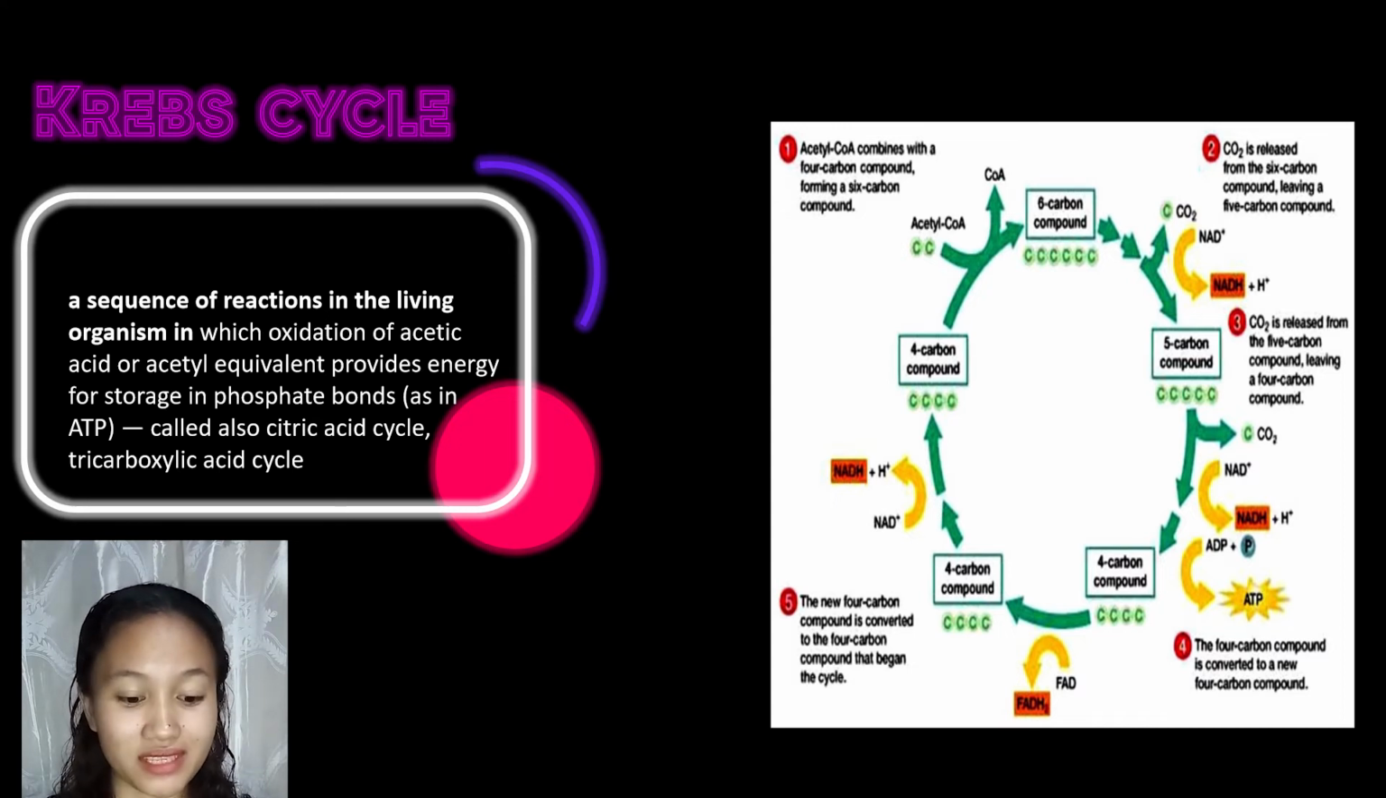Next step is when the citrate is converted to isocitrate, an isomer of citrate. And the third step is when the isocitrate is oxidized to alpha-ketoglutarate, a 5-carbon molecule, which results in the release of carbon dioxide or CO2. And also in the formation of one molecule of NADH.